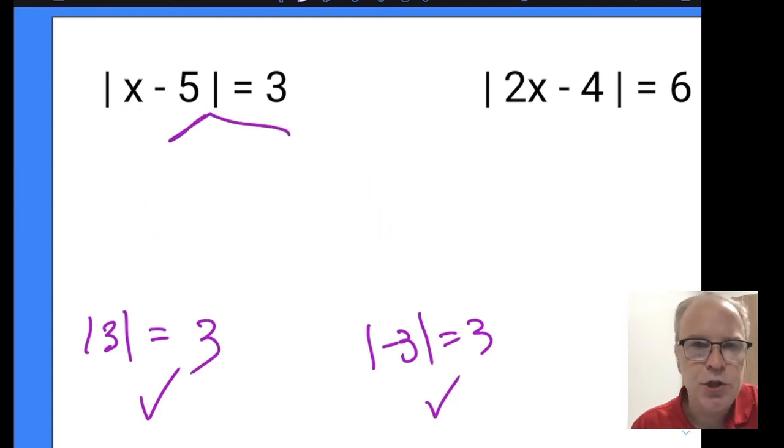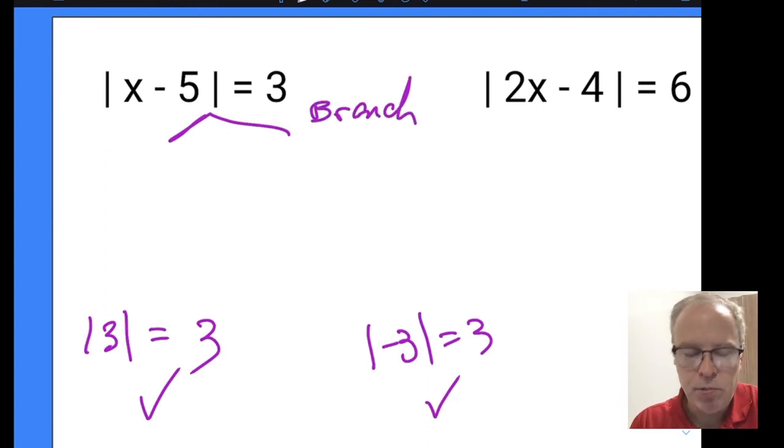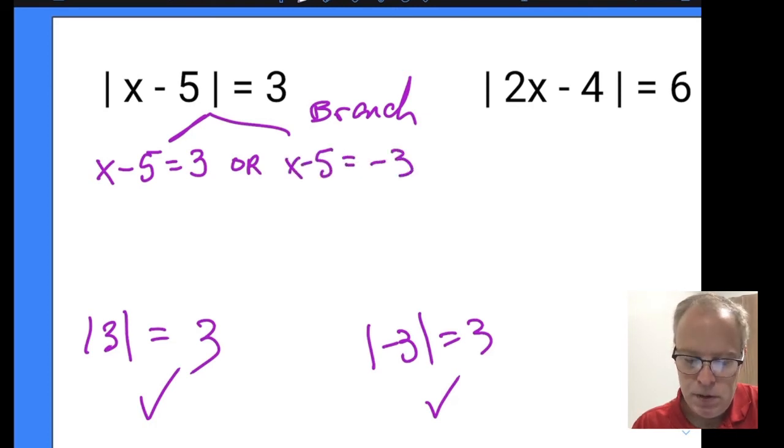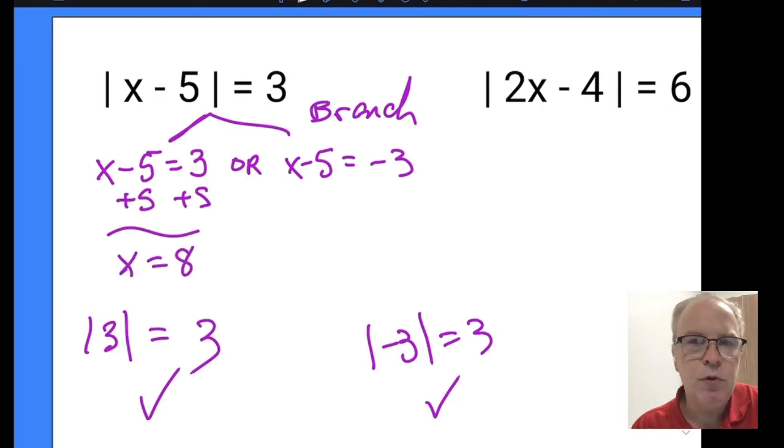Absolute value equations branch out. So you're going to branch them out into 2 equations. x minus 5 could come out to be 3, or x minus 5 could come out to be negative 3. Okay, so then you solve the equation. We talked about this before. Add 5 on both sides, so x could come out to be 8, would work.